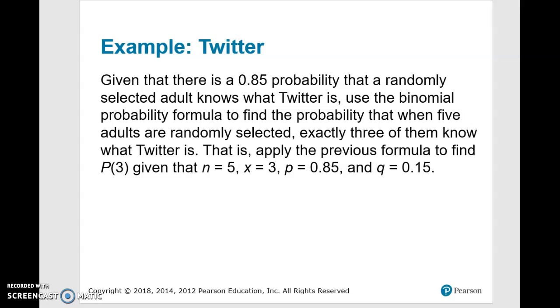It's time to go back to the Twitter problem. Given that there's a 0.85 probability that a randomly selected adult knows what Twitter is, use the binomial probability formula to find the probability that when 5 adults are randomly selected, exactly 3 of them know what Twitter is. That is, apply the previous formula to find P of 3, given n is 5, x is 3, p is 0.85, and q is 0.15. So we're finding the probability of x equals 3.